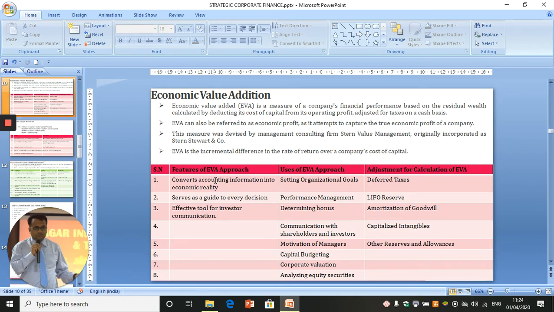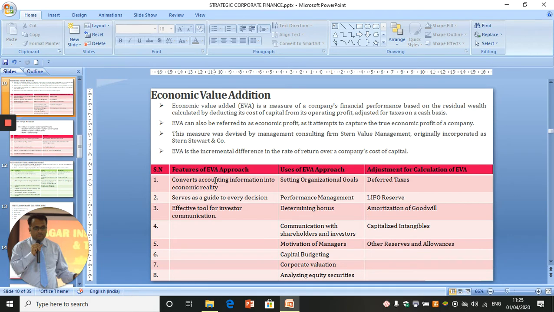And uses of EVA approach: setting organizational goals. You can set organizational goals on the basis of EVA. Performance management: determining bonus, because you actually know what value addition has been done by the company. So what we actually do is we determine the bonuses of the employees on the basis of what value addition has been done and what has been the net profit after deducting your weighted average cost of capital. And in a similar manner, we can decide the bonus. Then communication with shareholders and investors: it helps in communication with shareholders and investors.